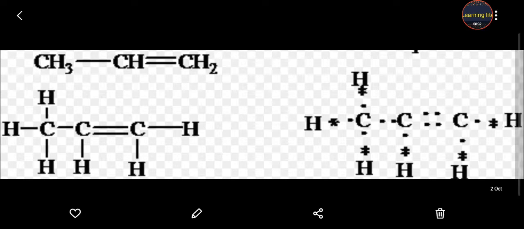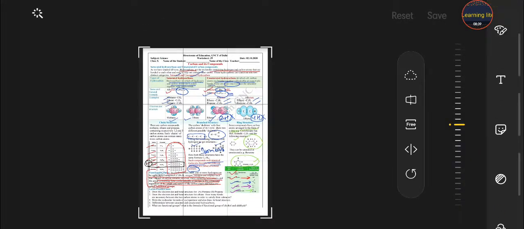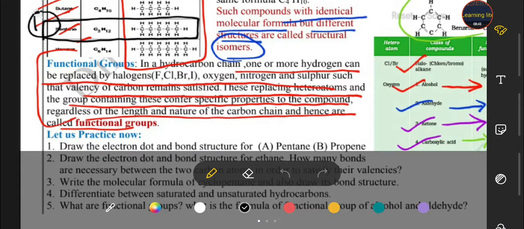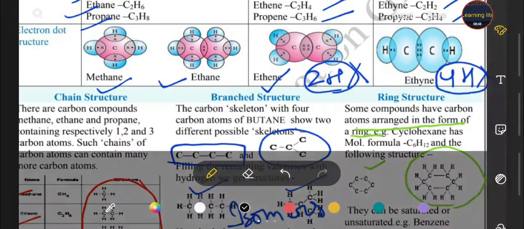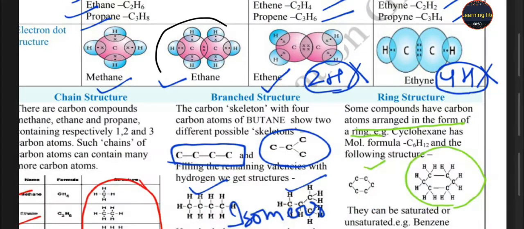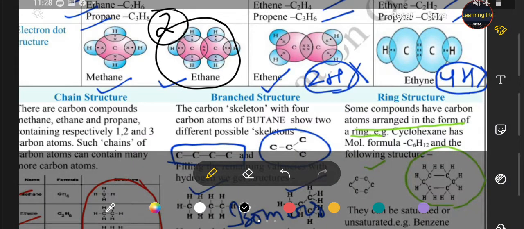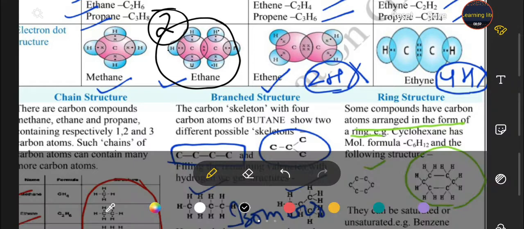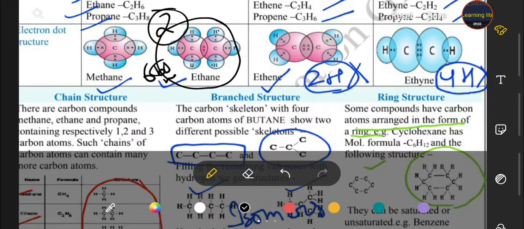Okay, students. Now let's go back to our worksheet. Now come to the second question, student. What is the second question? Draw the electron dot and bond structure of ethane. It is given up to you in your difference table. You can draw from here. This is your second question answer. And how many bonds are needed, student, here? 1, 2, 3, 4, 5, 6. So the second part is 6 bonds. Okay.